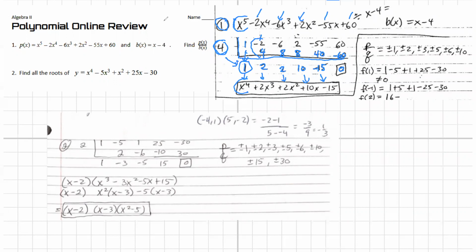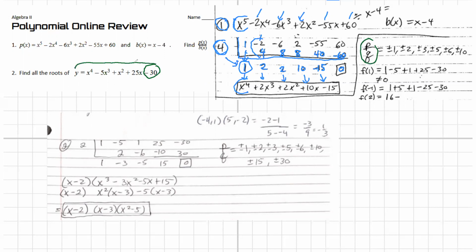For number 2, let me change color here too. Find all the roots of y equals x to the 4th minus 5x to the 3rd plus all this stuff. Find the roots of this polynomial. Okay, so if we're going to find the roots, we need to use the rational root theorem. We have to use the p over q thing, right? P divided by q. So go ahead and write the p divided by q. Go ahead and write this down too.